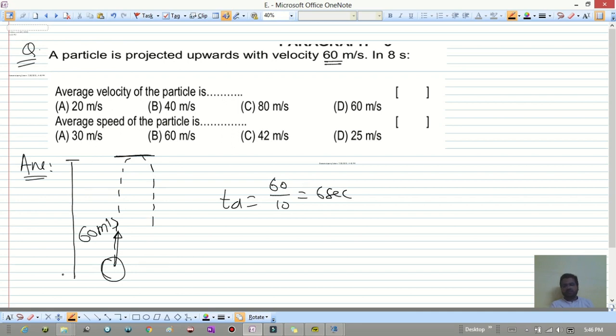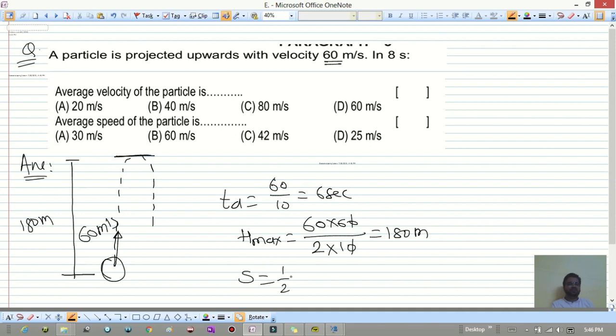So firstly I'll calculate what is the maximum height. Maximum height will be u square by 2g: 60 into 60 divided by 2 into 10, the zeros get cancelled. We have 180 meter as the maximum height. So what is the distance traveled by the particle in the 2 seconds from the maximum height? s is equal to half into 10 into t square, that is 4, which is equal to 20 meter. So in 2 seconds it will travel a distance of 20 meter.